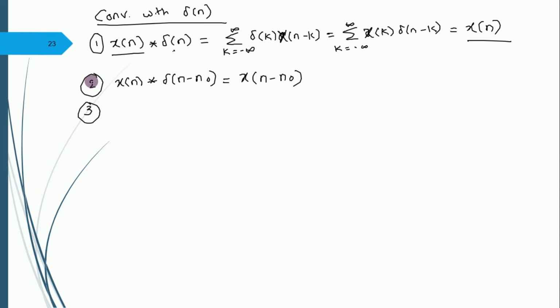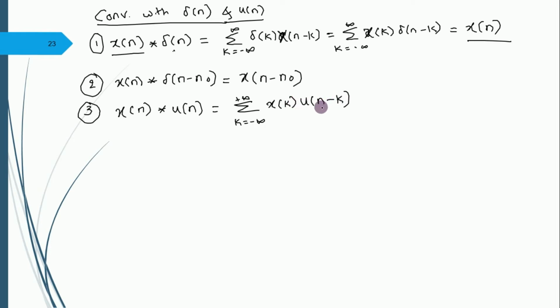Third one, x of n convolved with, a small verification, I will consider even step function also, u of n. In this case, what happens? These all are like one more question, teasing questions. Summation k is equal to minus infinity to plus infinity x of k u of n minus k. So in this case, what happens?